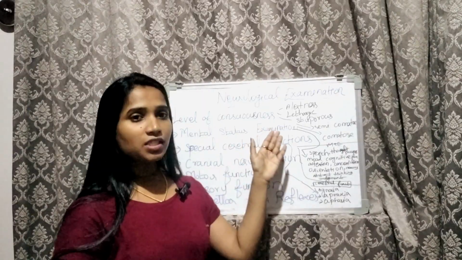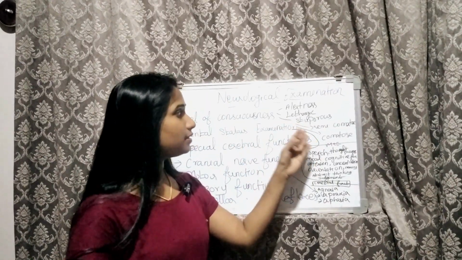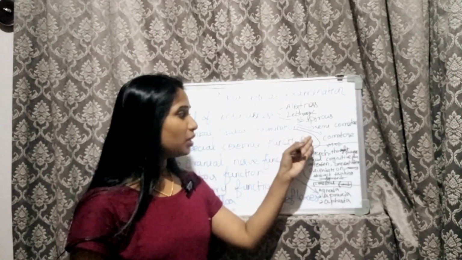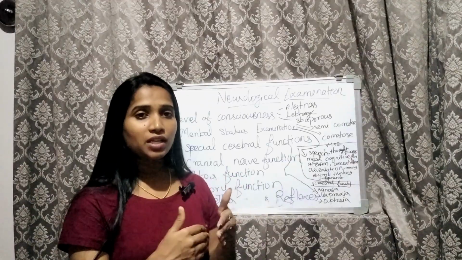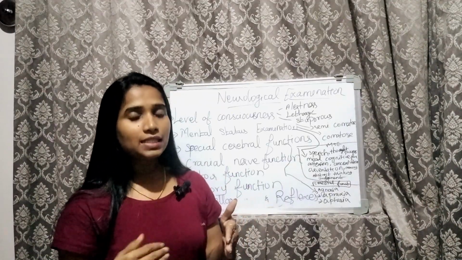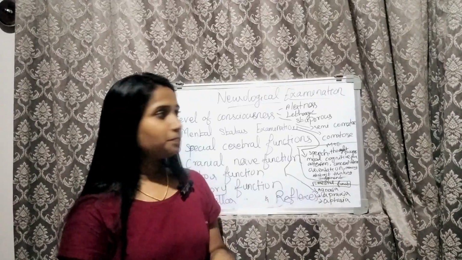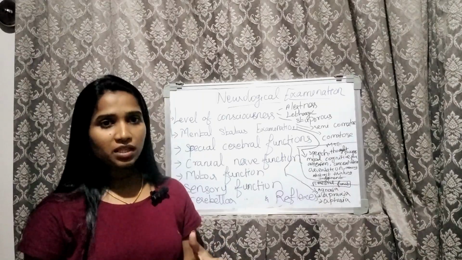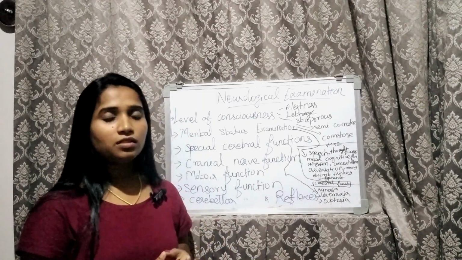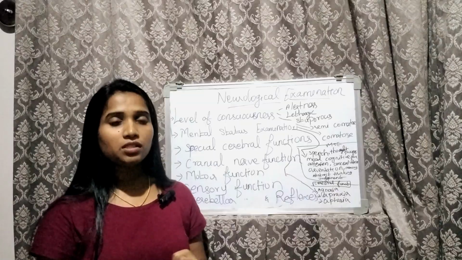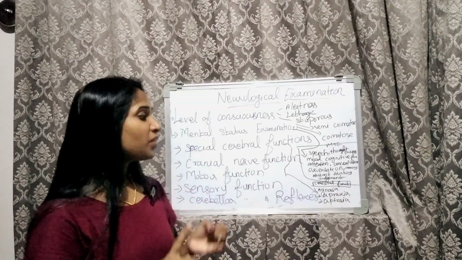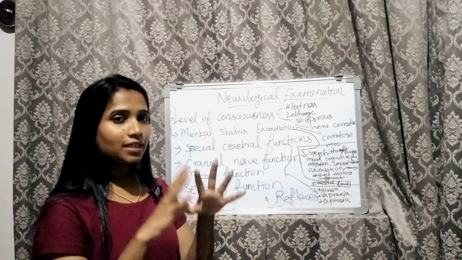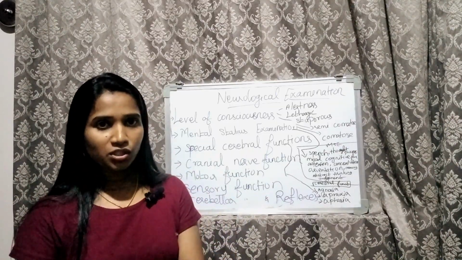See, in the level of consciousness, you have to assess five things: alertness, lethargic, stupor, semi-coma, coma. And you have to assess which state the patient is in. According to that you have to write. Then you have to check the mental status level of the patient, so you have to communicate with the patient. You should assess the orientation level of the patient, cognitive functions, judgment, thinking level, then speech level. Like that you should assess. Accordingly you have to write your answer.